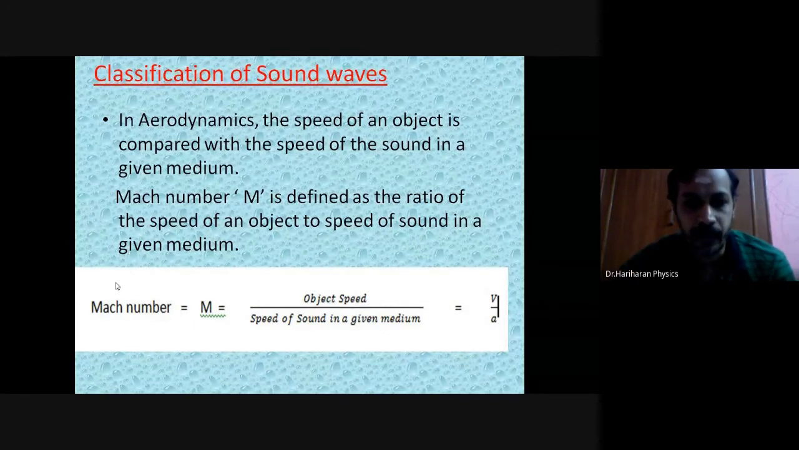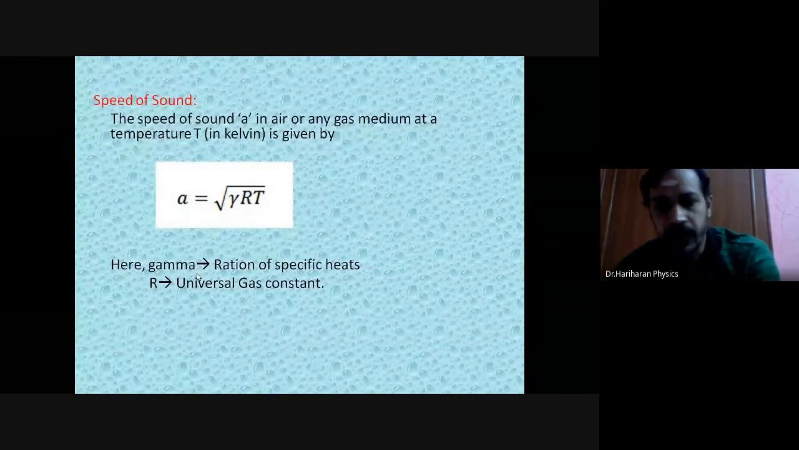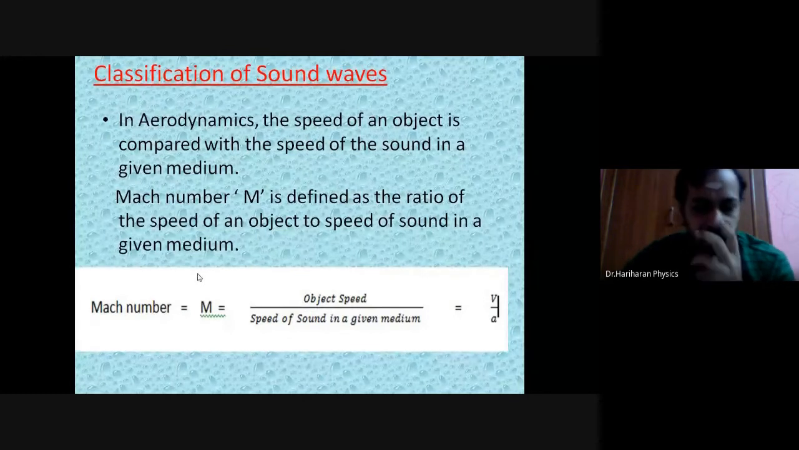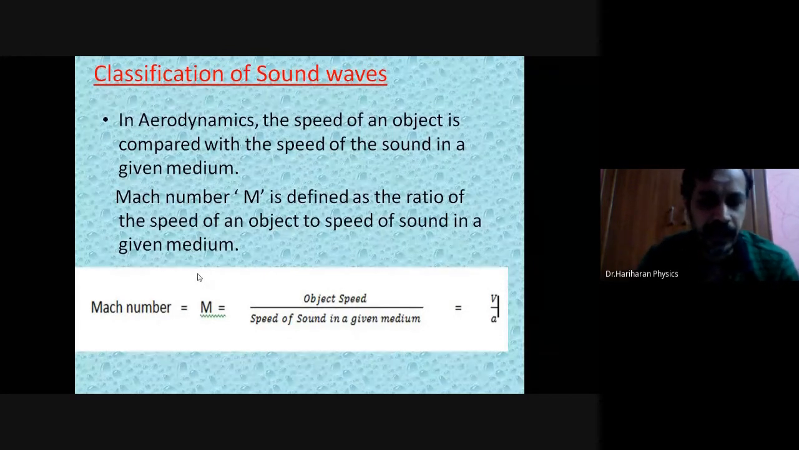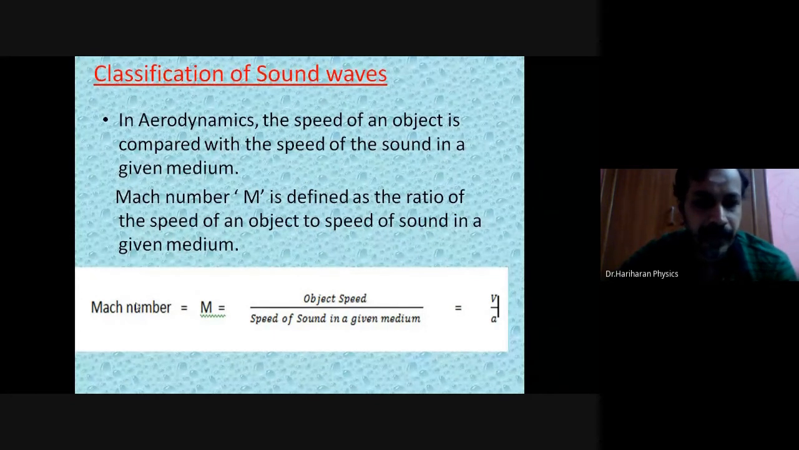You can see the formula is written here. I think if I use the mouse, the slide changes. So as I read the text, kindly observe. What is the formula for Mach number? Mach number is given by M equal to speed of the object divided by speed of sound in a given medium. Generally we denote it as V by A.